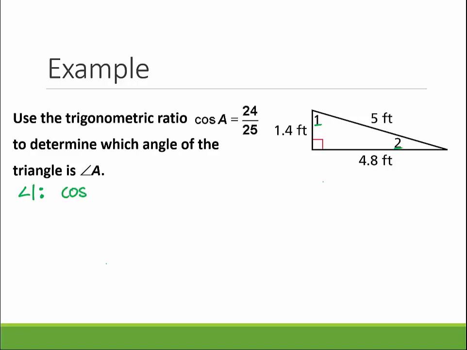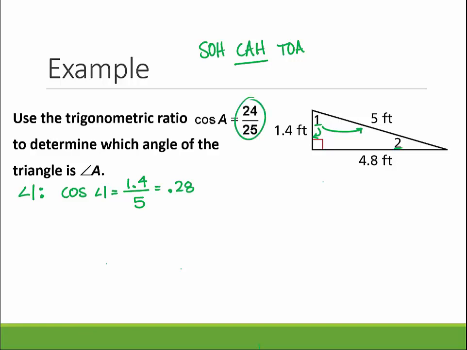If we take the cosine of angle 1, and remember, cosine is adjacent divided by hypotenuse. My adjacent side is the one right next to it, 1.4, divided by my hypotenuse, which is across from the right angle. And if you do 1.4 divided by 5, you get 0.28. Now we want to compare that to this ratio up here. 24/25 is 0.96. So angle 1 is definitely not angle A.